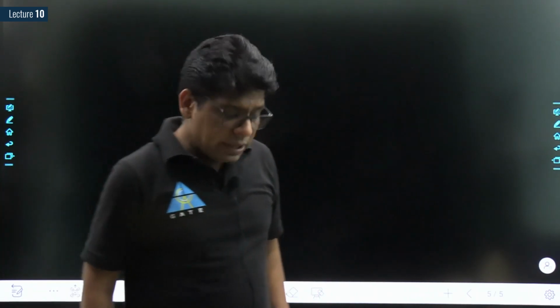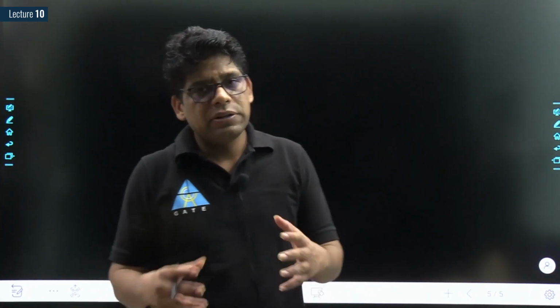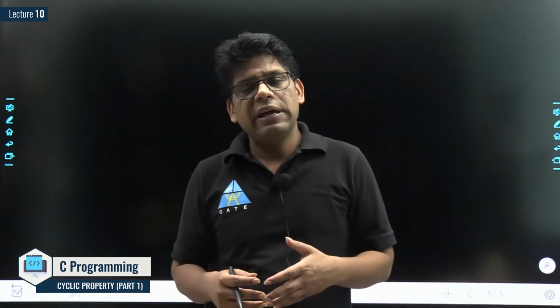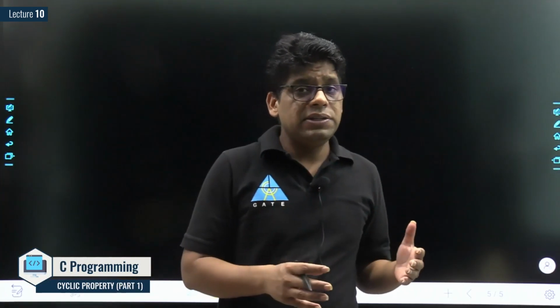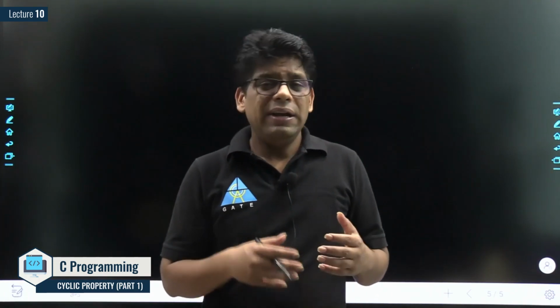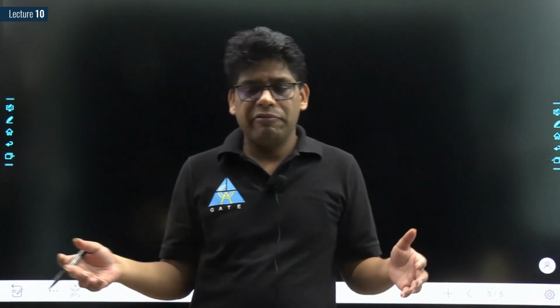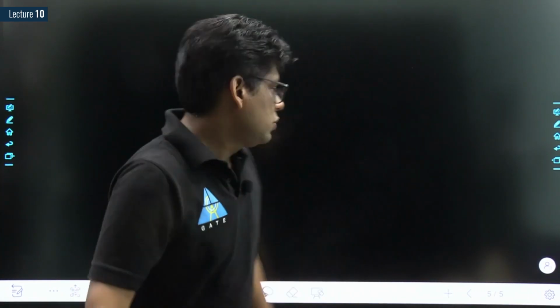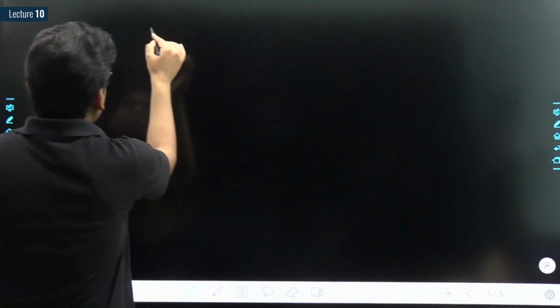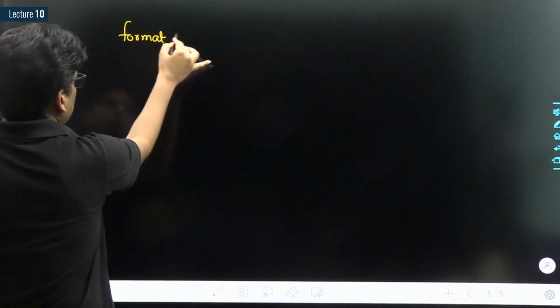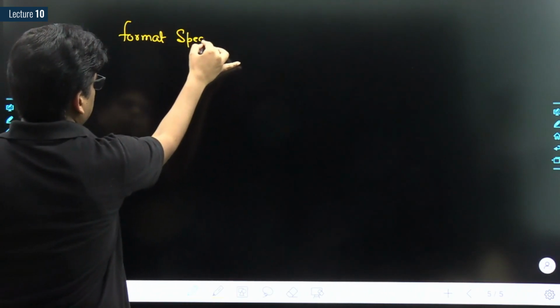So we are working upon data types, format specifiers. What we have seen is the format specifier for signed short integer is %d, and how a format specifier works inside printf. We have already covered all this. So let me give another example for format specifier.